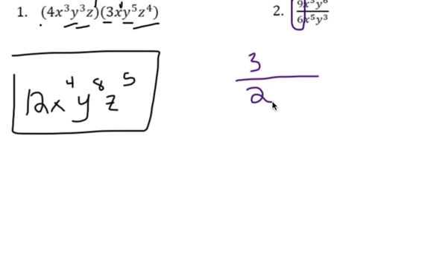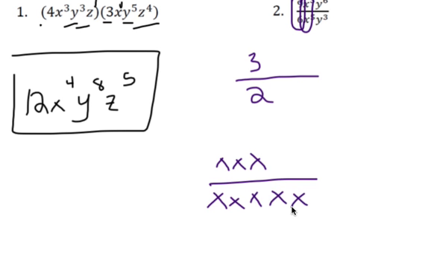So then I have x to the third divided by x to the fifth. Now remember, if you need to, you can write that as 3 x's on top and 5 x's on the bottom. Or if it's easier for you, just subtract the exponents. So what I'm going to do is cross off those x's. Then I notice that I have 2 x's left over, which is x squared. And since those x's are left over on the bottom, I'm going to write them on the bottom.